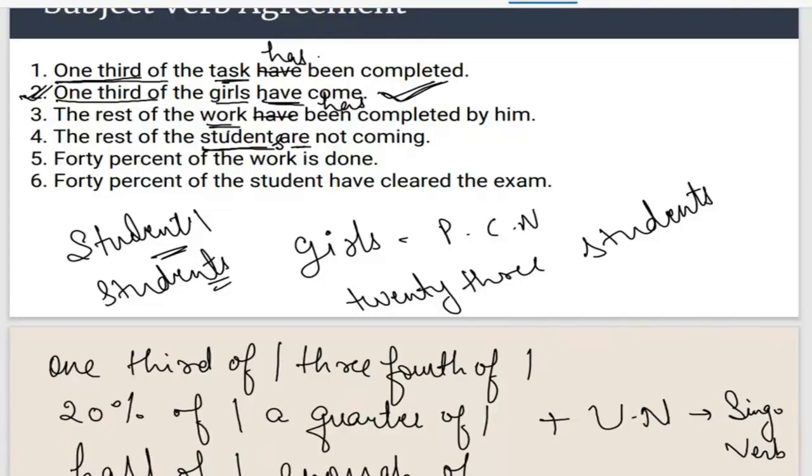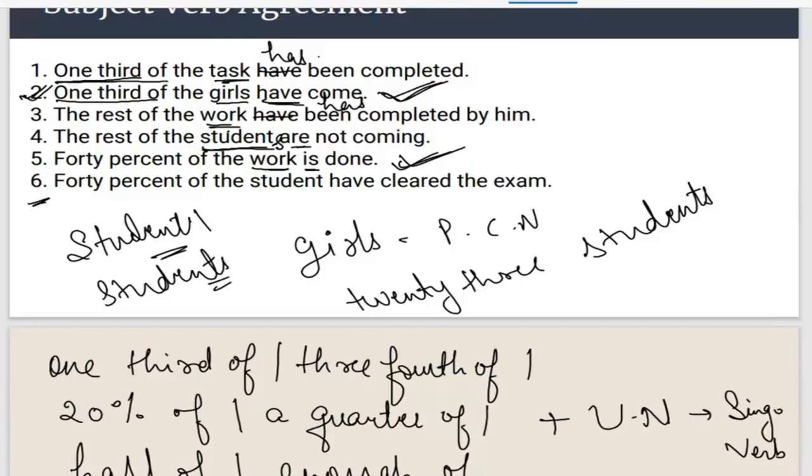Now let's talk about sentence number 5. 40% of the work is done. Is this sentence right or wrong? Very good. This sentence is absolutely right because work is an uncountable noun, and with an uncountable noun we use a singular verb, so definitely there is no error in this sentence.